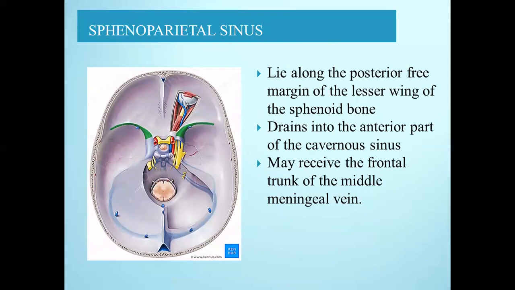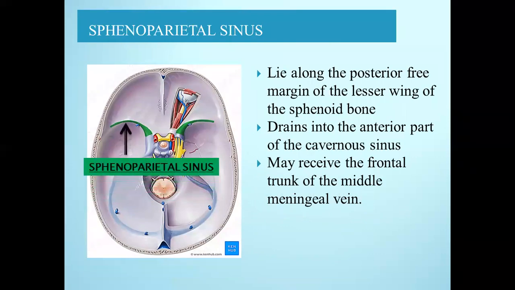Next is the sphenoparietal sinus. The name is sphenoparietal, between the sphenoid and parietal bone. It lies along the free margin of the lesser wing of sphenoid bone. It drains into the anterior part of the cavernous sinus. This green colored area is your sphenoparietal sinus, so the blood will come from here into the cavernous sinus. It may receive the frontal trunk of the middle meningeal vein.